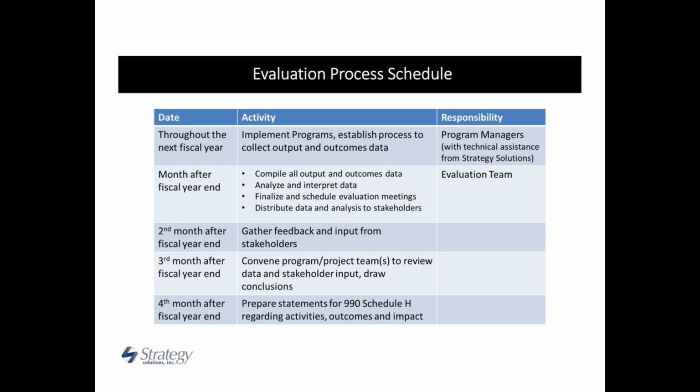Now, most organizations' 990s, or tax returns, are due 5 months after the end of the fiscal year. So if your fiscal year ends in December, the 990s are due in May. If your fiscal year ends in June, your 990s are due in November. But some people file an extension as a matter of practice. So if you get an extension, they're not due until the following May.